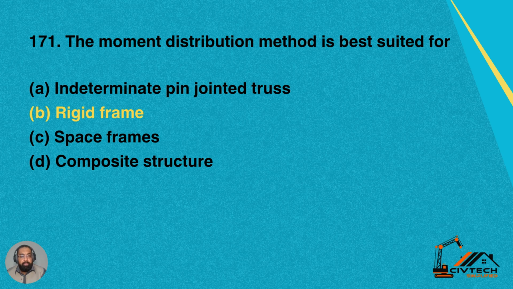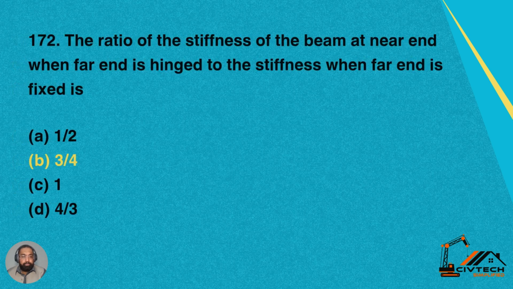Question 171. The moment distribution method is best suited for option A, indeterminate pin jointed truss; option B, rigid frame; option C, space frame; option D, composite structure. MDM is best suited for rigid frames. B is the correct answer for this question.